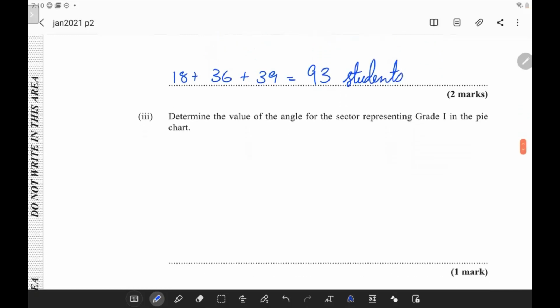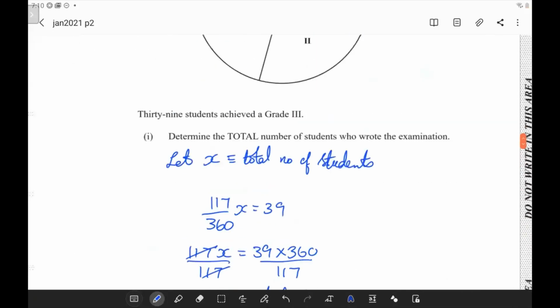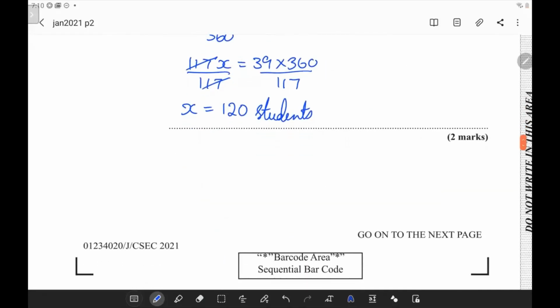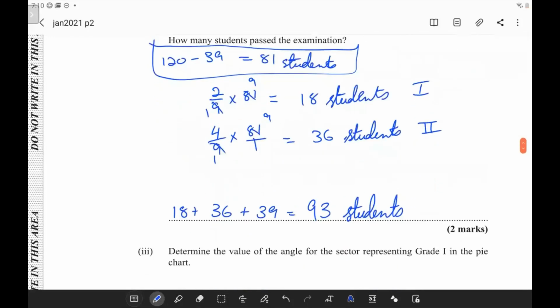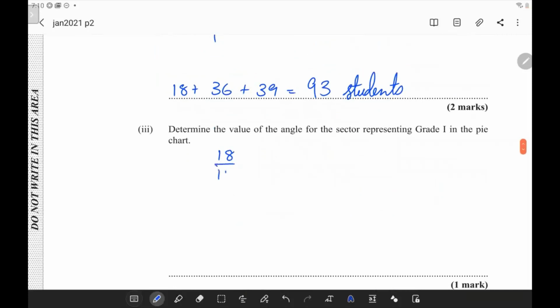Determine the value of the angle of the sector representing grade 1 in the pie chart. That's this sector here, the angle. Now we have a total of 120 students. 18 students got a grade 1. So we have 18 over 120. And we have to multiply that by the circle. So we could simplify this a little bit more. This is 9 over 60.